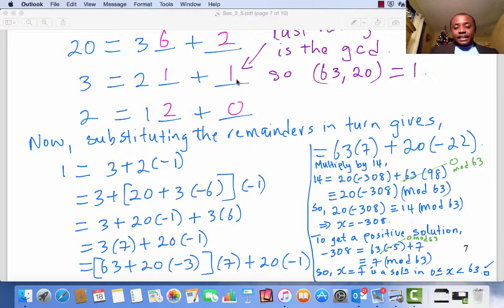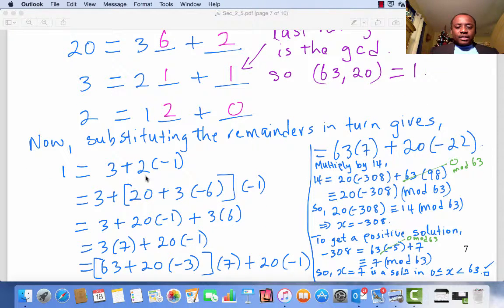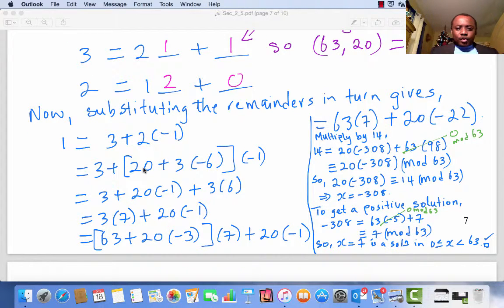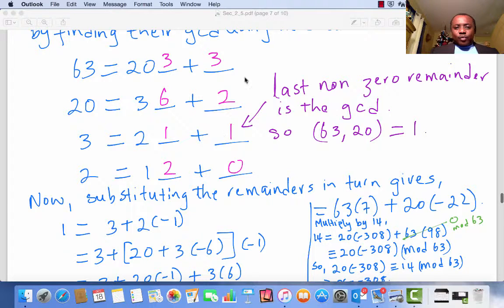So, starting with the GCD, we make 1 the subject of this equation. 1 equals 3 plus 2 times negative 1. 2 is the next remainder. Solving for 2, we get 3 plus 20 plus 3 times negative 6, and there is a negative 1 out here. Write distributivity. That gives us 3 plus 20 times negative 1 plus 3 times negative 6 times negative 1, and that gives us 6. 3 plus 6 times 3 gives us 3 times 7, plus 20 times negative 1. Remember from previous lectures, I said don't mess around with these remainders. Keep them as they are. They are very useful, and we would be substituting these remainders.